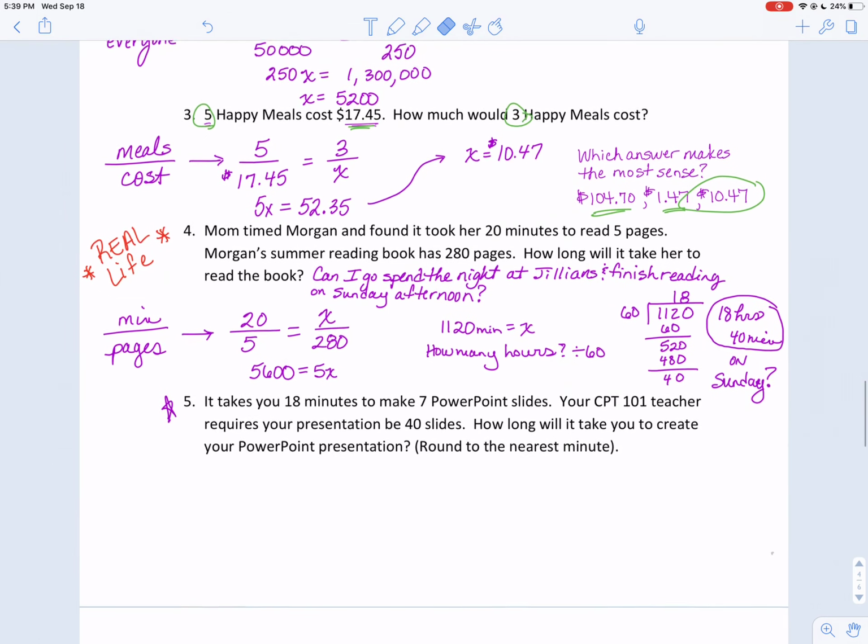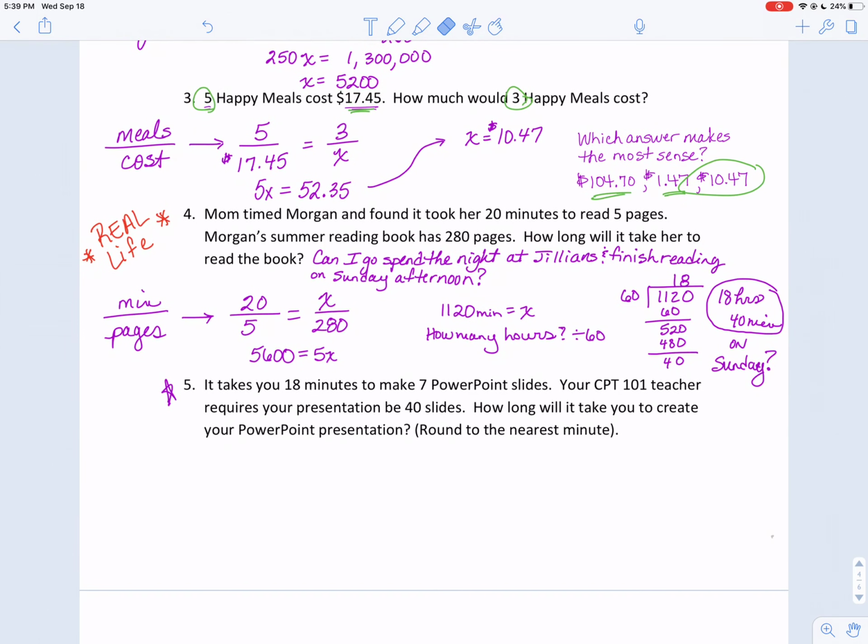So I would like for you to do number 5. You're trying to make a PowerPoint slide for your teacher, and we need to find out how long it takes you to make that PowerPoint slide.